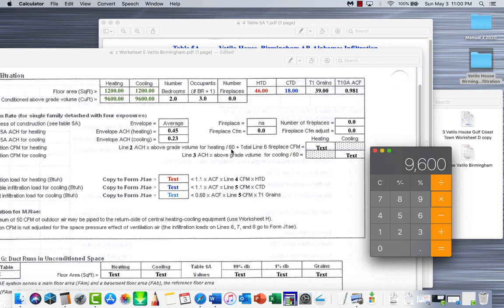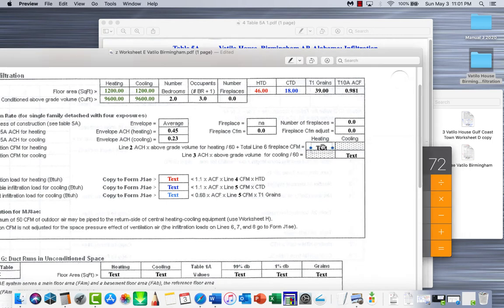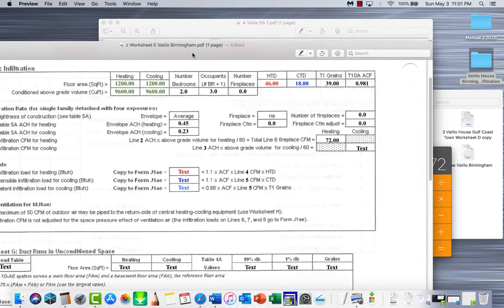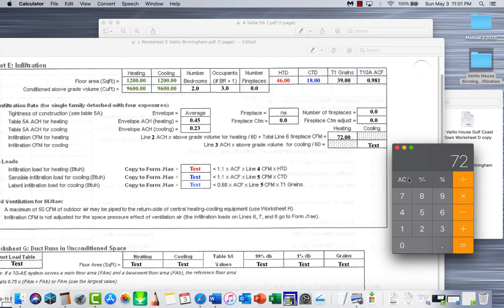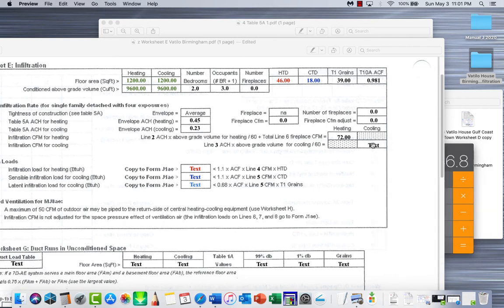And we're going to divide it by 60. And we get 72. Okay, now we do the same thing on the next one. We're going to use our line 3 air changes per hour times our above grade volume for cooling, which is also 9600, and divide it by 60. So we got 0.23 times 9600. And we divide that by 60, and we get 36.8. I'll put a 0 there, just keep it going.